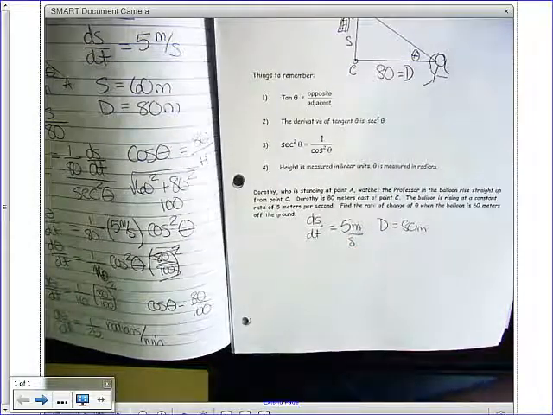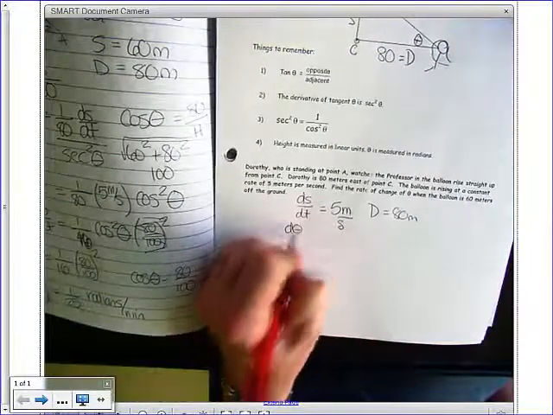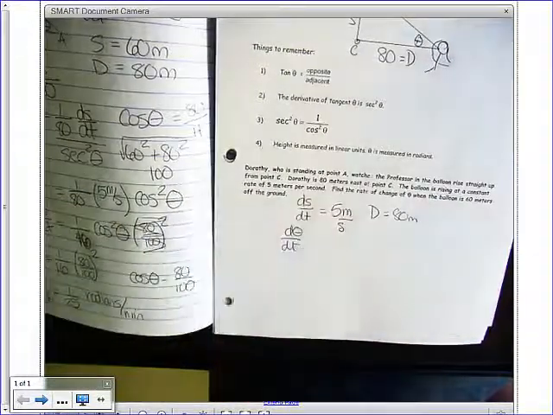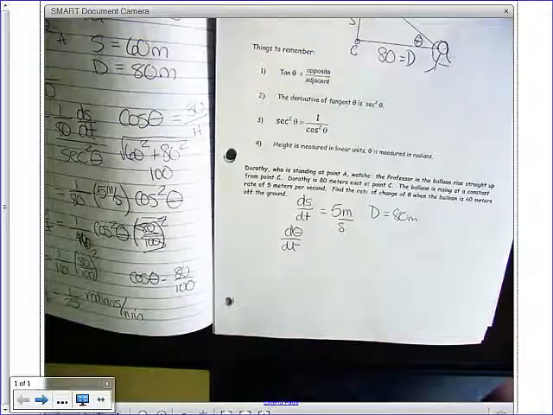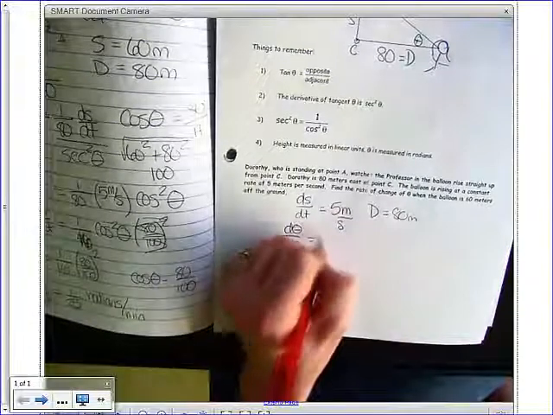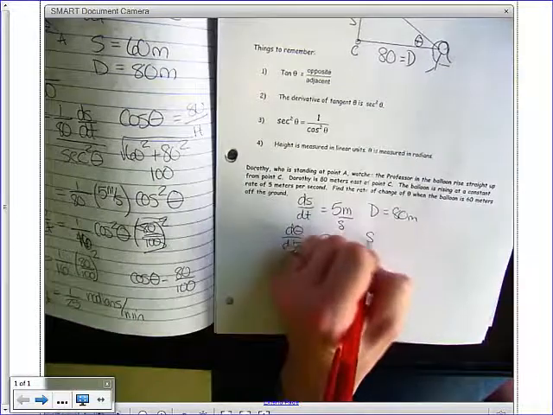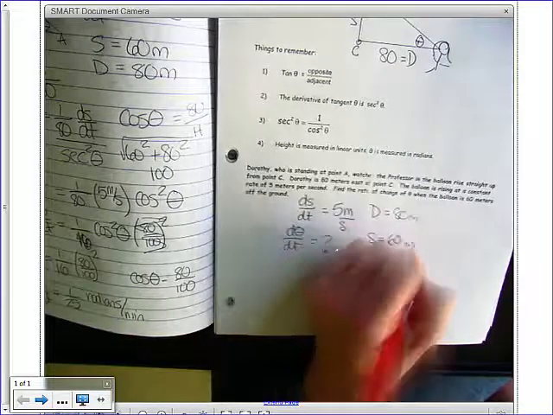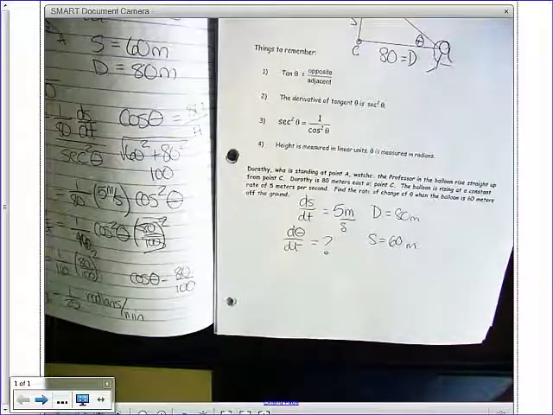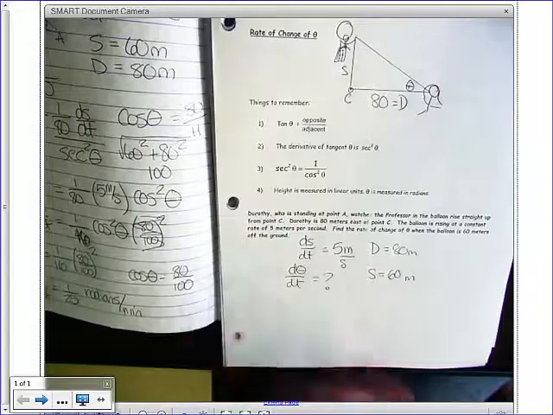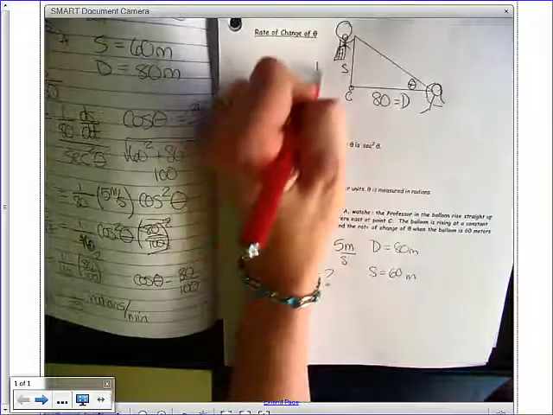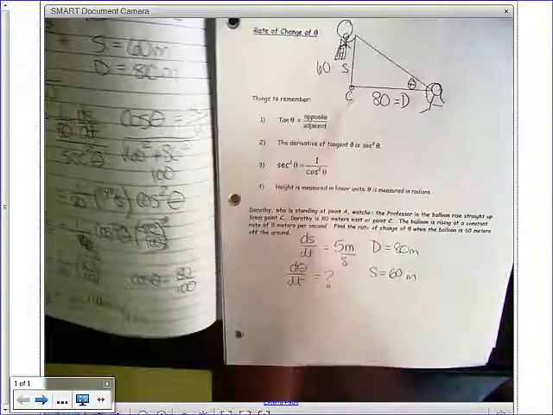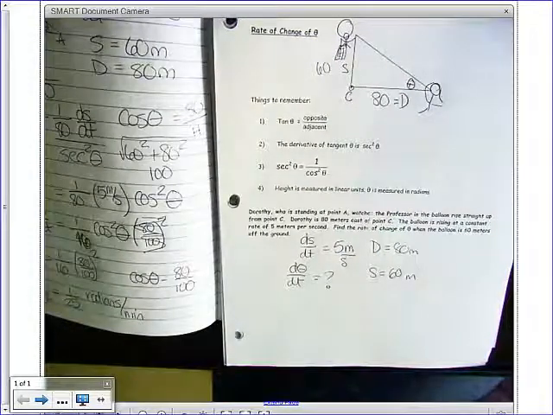And then it says, find the rate of change of theta. So we want to know d theta dt when the balloon is 60 meters off the ground. So we want to know when S is 60 meters. Well, let's look at this. This is a right triangle, right? So we know this is 60. We're probably going to need that third side. So let's just go ahead and look at that third side.